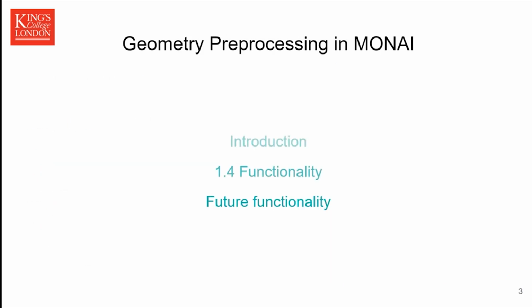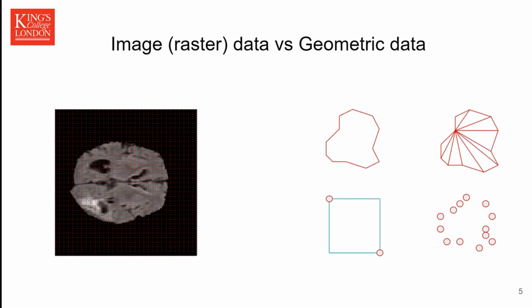So let me just break this talk up into three parts. The first part will be an introduction. And in the introduction, I'll basically be giving you all of the understanding that you need about the way geometry gets done in general in pre-processing pipelines. Then we can talk about 1.4 functionality, and for the third section of the talk, we'll talk about the future functionality. So let's start off with image data versus geometric data.